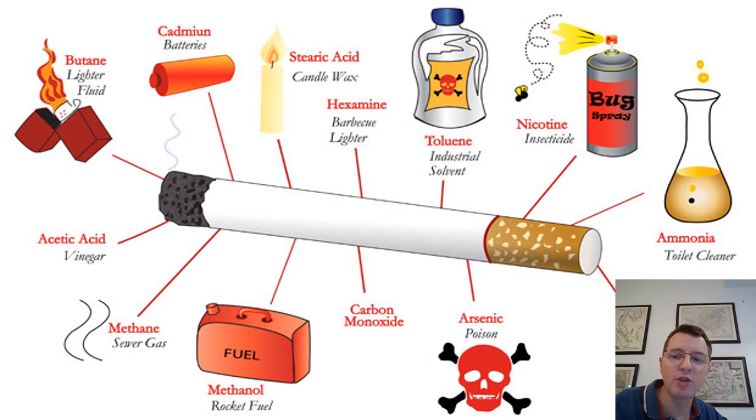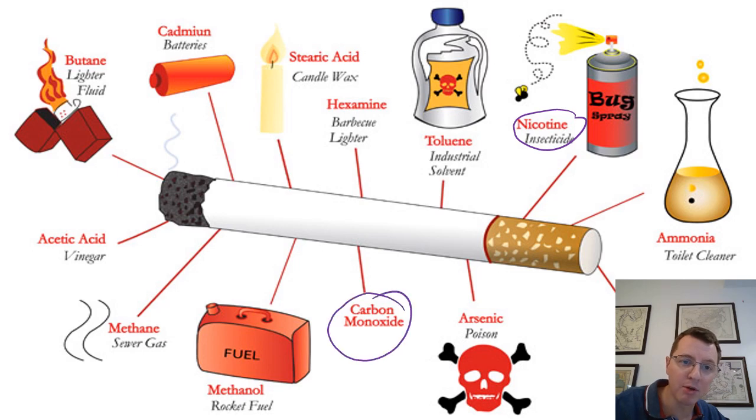So here's just a small sample of the thousands of different harmful chemicals that you can find in tobacco, in cigarette smoke. Candle wax, butane, acetic acid, methane, methanol, and several that we're going to be talking about today. We're going to be looking at nicotine, we're going to be looking at carbon monoxide, and one that's actually not mentioned on here, tar.